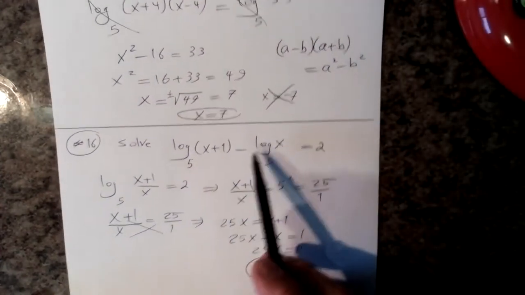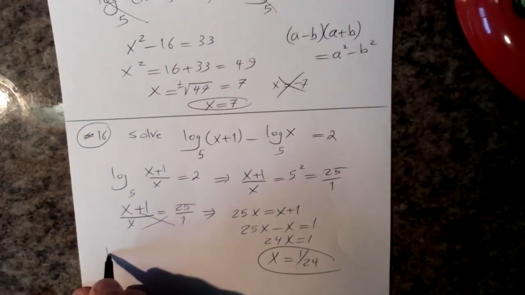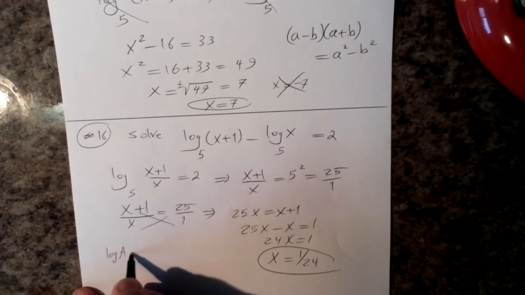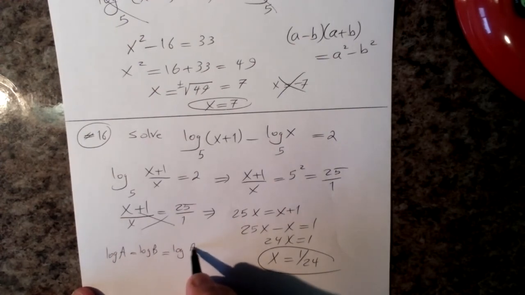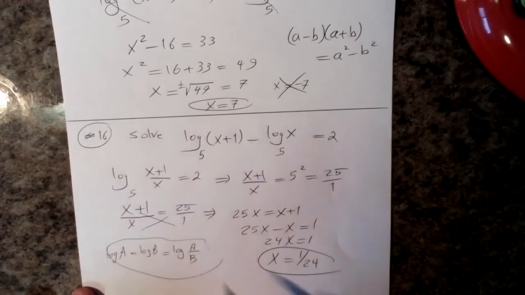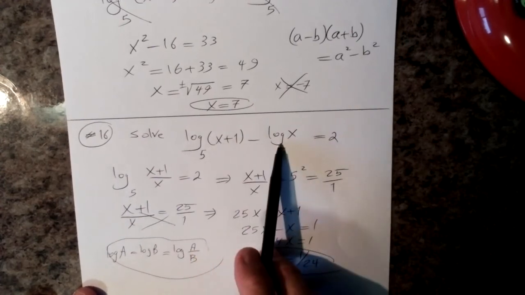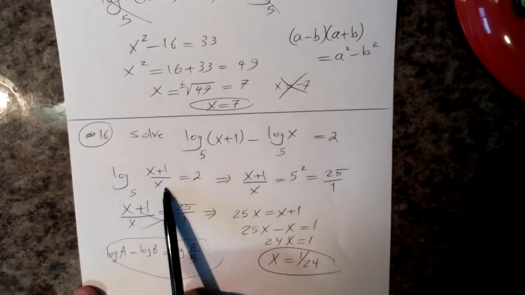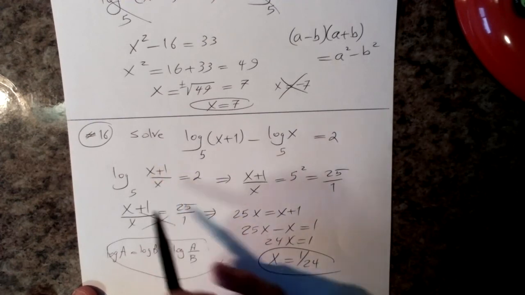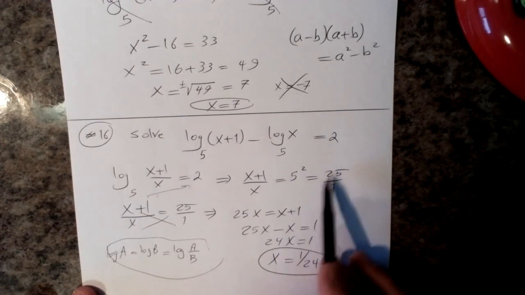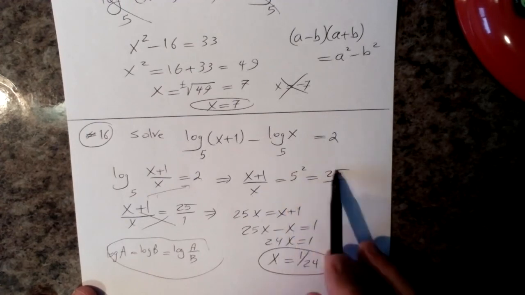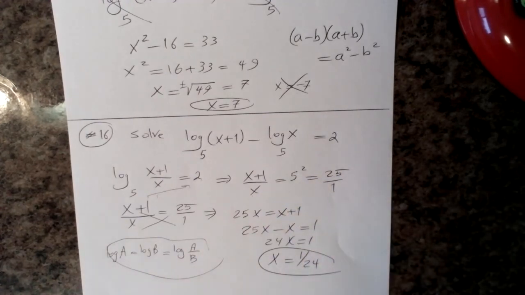Log of subtractions is log of fractions. Log of subtraction is equal to log of fractions. And then 5 to the power of 2 is this. You cross multiply and you solve it for x.